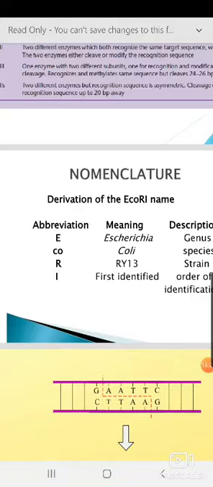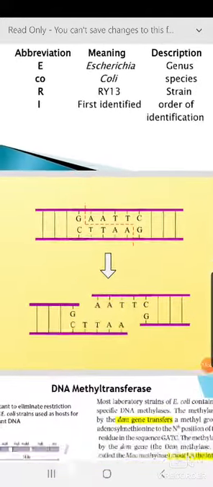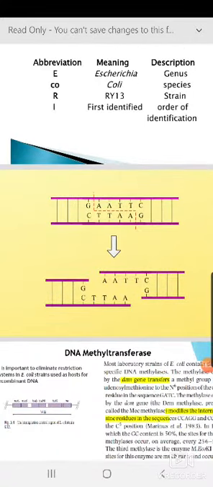Now how do we name them? Abbreviation: E stands for the genus, Co is from coli, the species, R stands for the strain, which strain they have taken, and Roman numeral I identifies the order of identification. This is the sequence I just mentioned. It is a hexacutter, so you can see it recognizes it and produces a sticky end, or what we call a cohesive end. So after cutting, an overhang is there, AATT, again AATT. So this is the way it cuts its target.